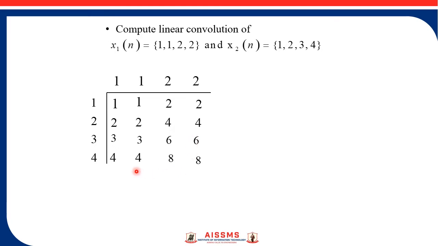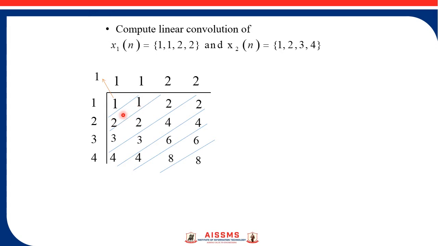Now I am going to combine the multiplications and sum up the samples. For that purpose I am going to draw the diagonals and gather the samples. So this is how I am drawing the diagonals, and now let us compute the output. Now if you see the first section, there is only one element, so the output is only 1. Now if you see the second section, there are 2 elements.